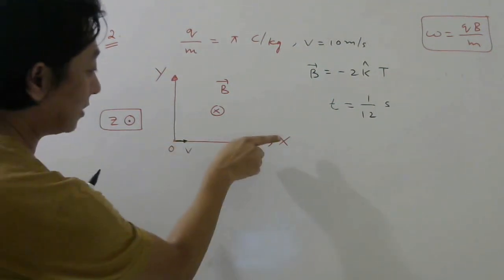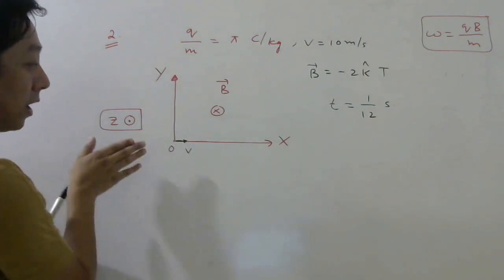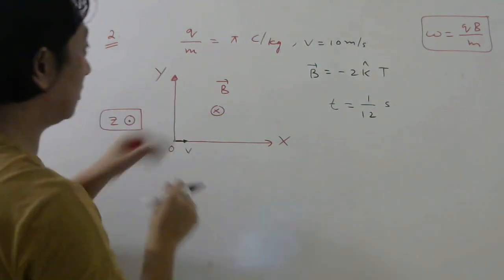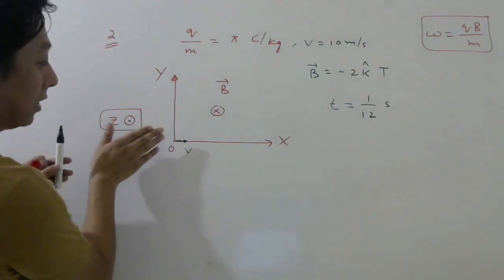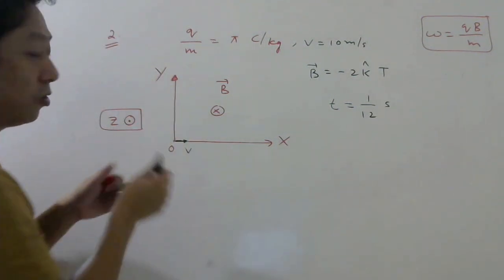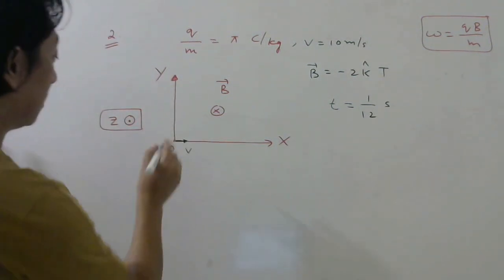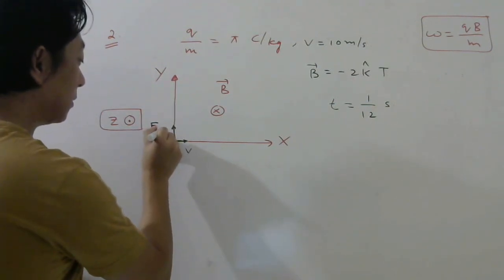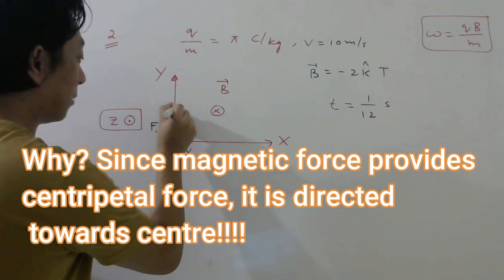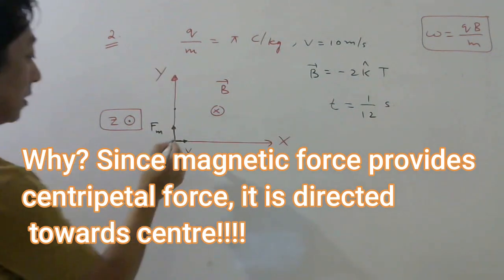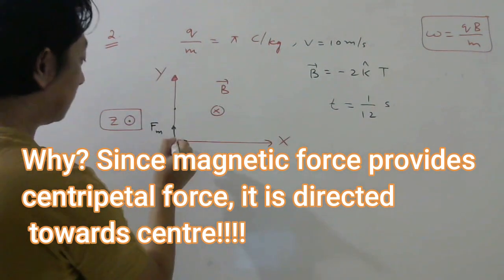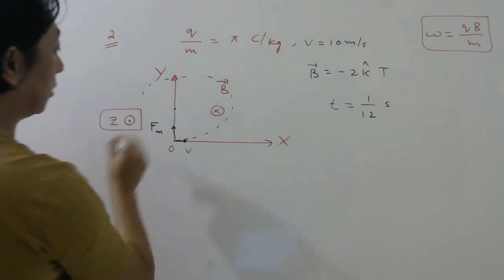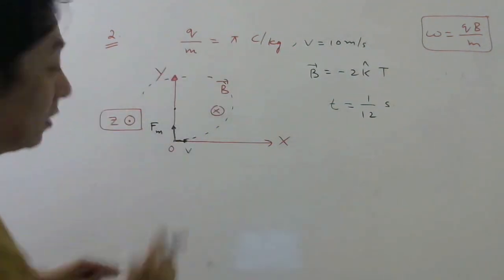So velocity is here, magnetic field is here. Apply V cross B. So V cross B will be upwards. Since it is a positive charge, you can directly apply V cross B, or you can use Fleming's left hand rule. So the magnetic force is like this. So the center of the circular path will be somewhere here, right? On this line. So it will go in this kind of circle with this as the center.